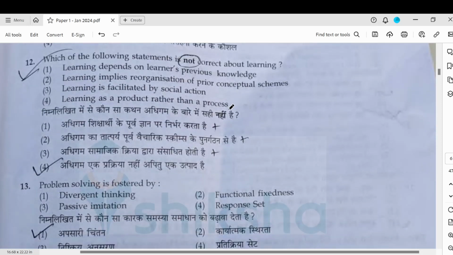Question 12, which of the following statements is not correct about learning? It depends on previous knowledge. This is correct. Implies reorganization. Yes. It is facilitated by social action. Correct. It is a product rather than a process. So this is incorrect. It is a process. Person has answered correctly. Problem solving is fostered by divergent thinking.